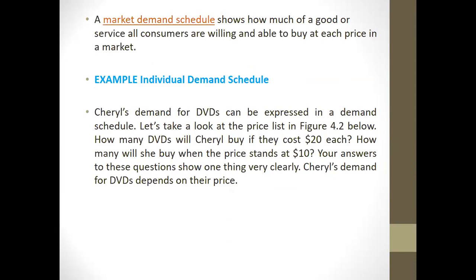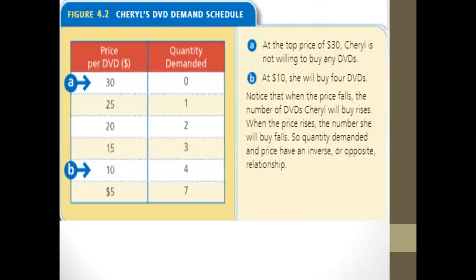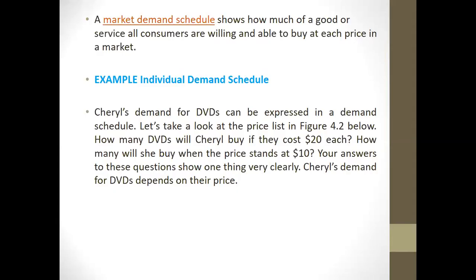For example, an individual demand schedule. Okay, over here there's an example. Charlie's demand for a DVD can be expressed in a demand schedule. Let's take a look at the price list in 4.2. Over here, there's a picture. How many DVDs will Charlie buy if they cost 20 bucks each?